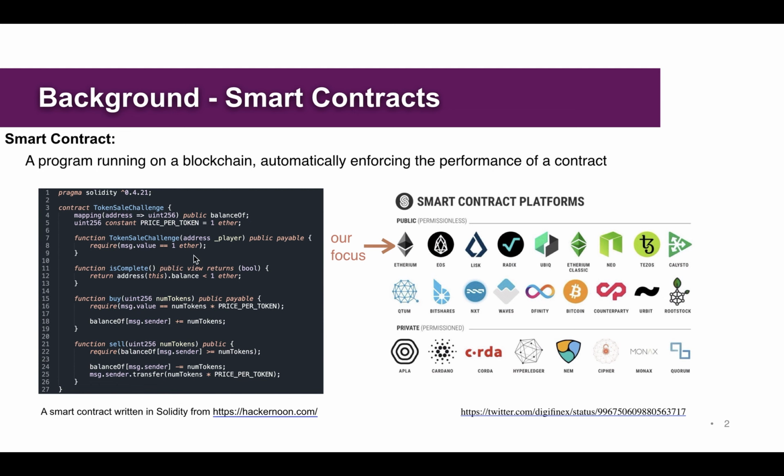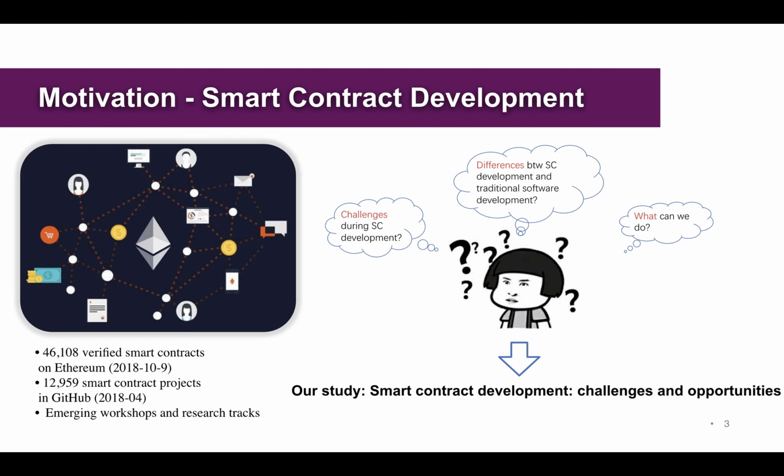This is a smart contract written in the Solidity programming language. It defines some sell behaviors using buy and sell functions. As shown in the right picture, there are a list of blockchain platforms which support developing smart contracts, including Ethereum, Neo, Corda, and so on. Our study mainly focused on the Ethereum platform, which is the most popular public blockchain platform for smart contracts.